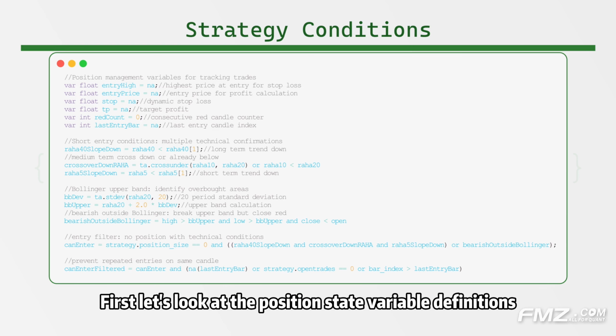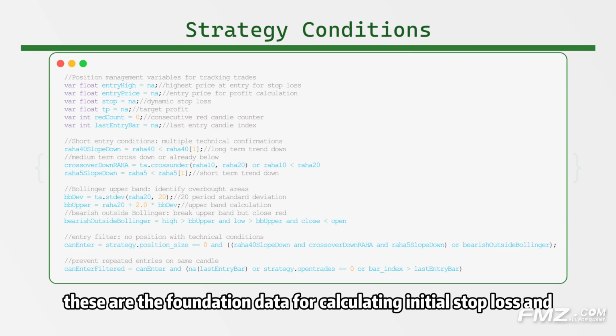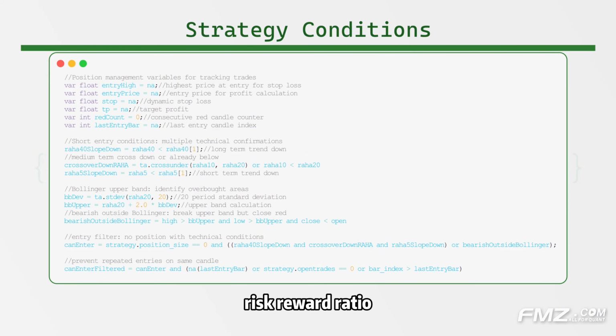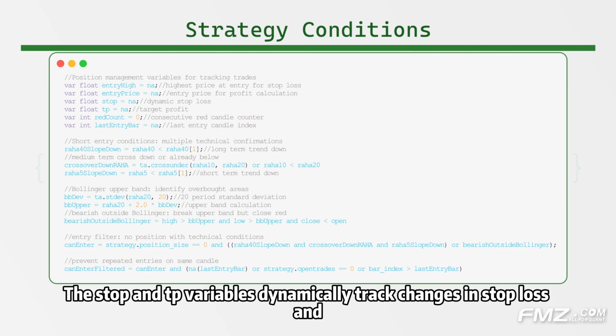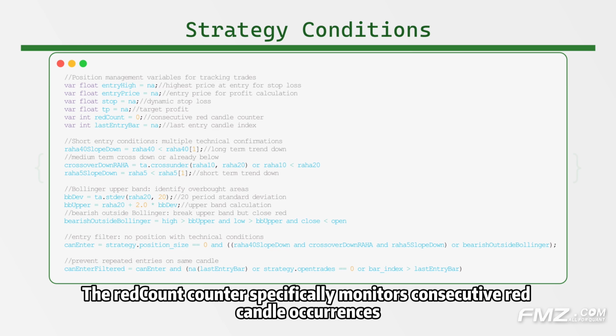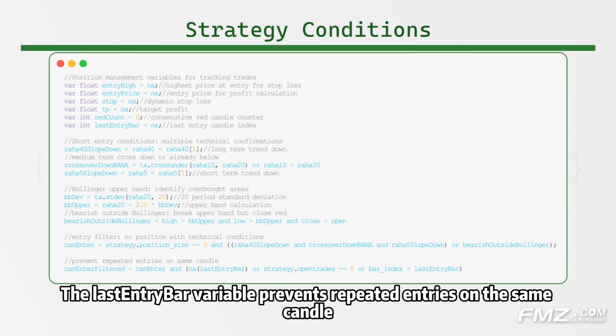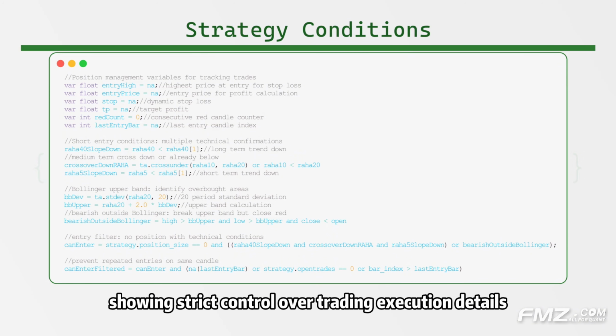First, let us look at the position state variable definitions. Entry high and entry price record the highest price and entry price when entering. These are the foundation data for calculating initial stop-loss and risk-reward ratio. The stop and TP variables dynamically track changes in stop-loss and target levels. The red count counter specifically monitors consecutive red candle occurrences. This design is completely based on experience judging bear trend continuation. The last entry bar variable prevents repeated entries on the same candle, showing strict control over trading execution details.